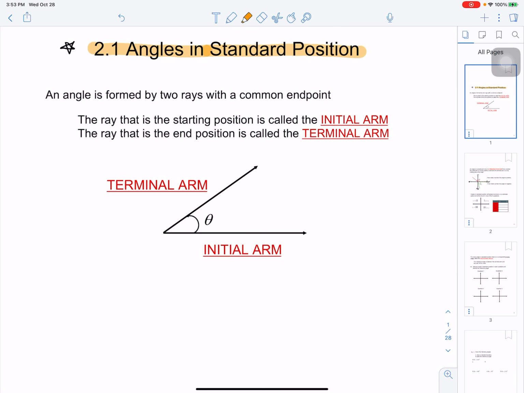Basically, we're going to talk about angles. An angle is formed by two rays with a common endpoint. When they use the word rays, we're just talking about two lines that connect at a specific point. So here's my endpoint. I have two lines, one going this way, one horizontal. The angle that's formed, we're going to use the symbol theta to describe that angle. This is just a symbol.